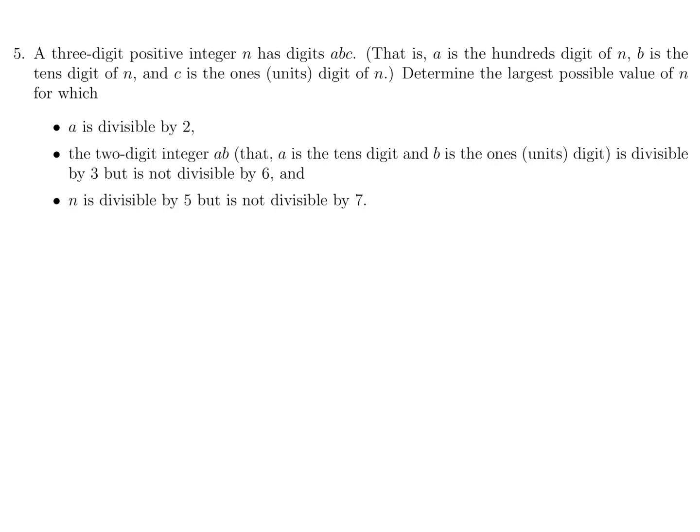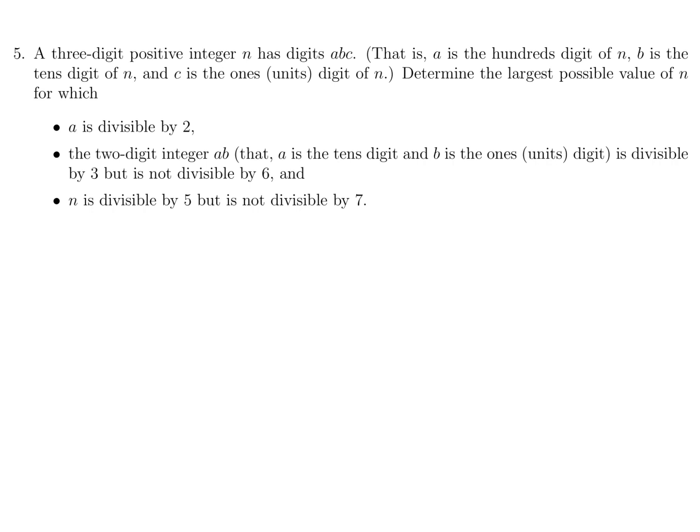A 3-digit positive integer n has digits a, b, c. That is, a is the hundreds digit of n, b is the tens digit of n, and c is the ones digit of n. Determine the largest possible value of n for which a is divisible by 2, the 2-digit integer ab is divisible by 3 but not by 6, and n is divisible by 5 but not by 7. So let's take this one step at a time.